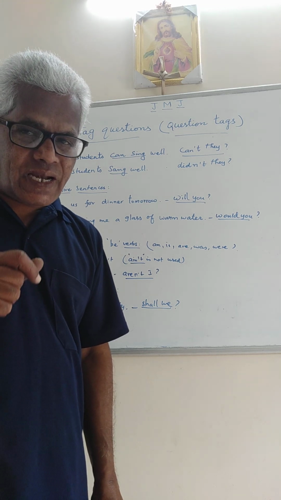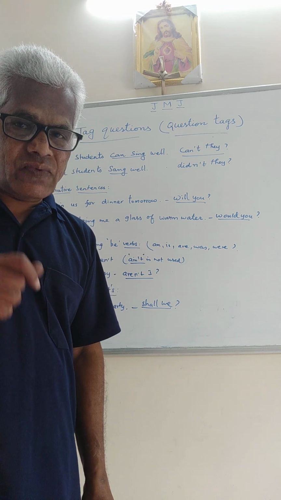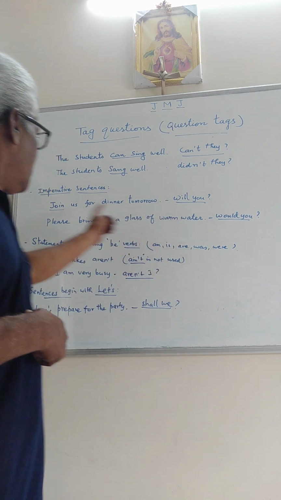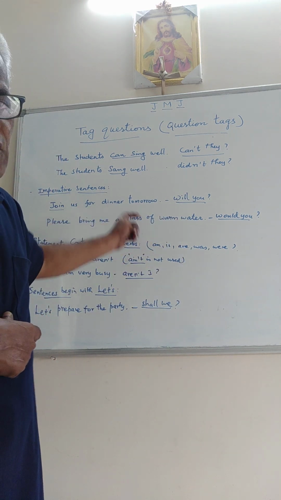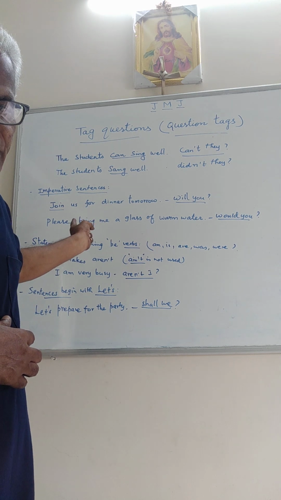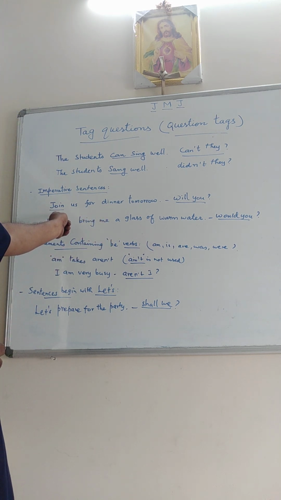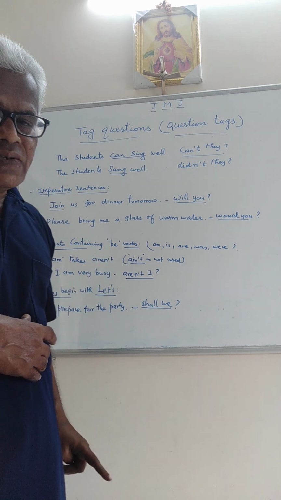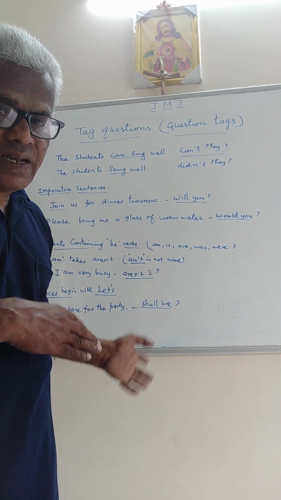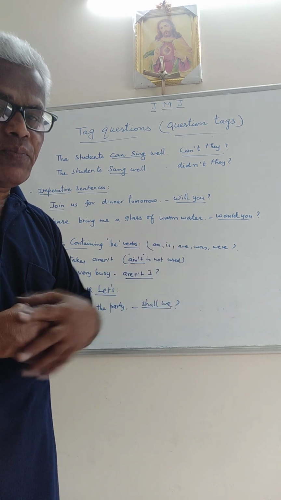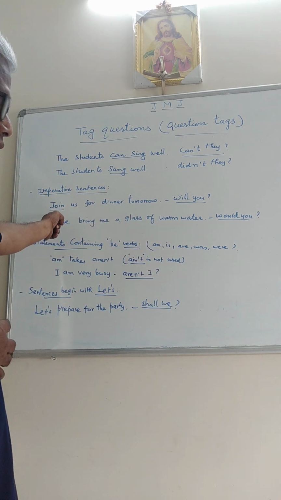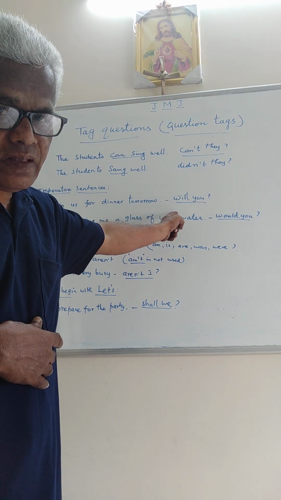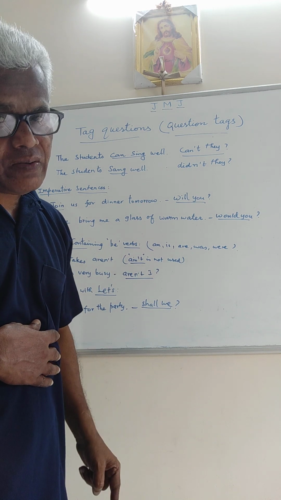Remember, for imperative sentences, your question tag will be: will you? For example, join us for dinner tomorrow. This is an example of an imperative sentence. Join is your verb, and this is again a positive statement. But since it is an imperative sentence, remember to use the auxiliary verb will, and then you is your pronoun there.